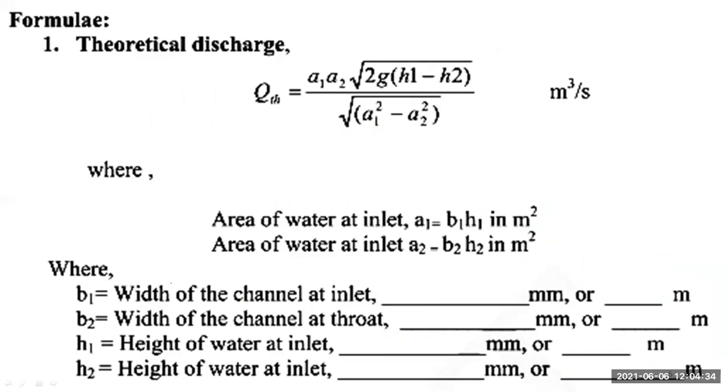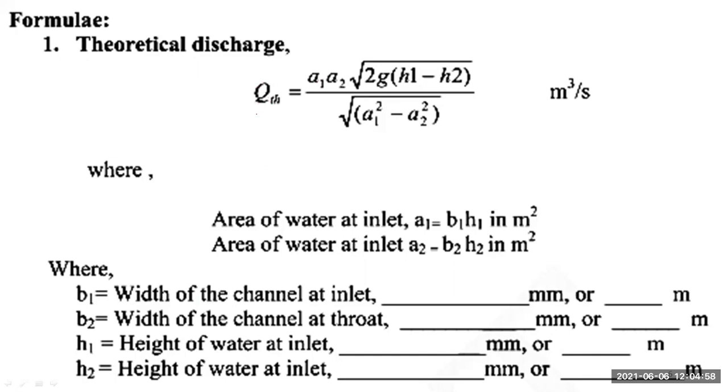So you know the coefficient of discharge is the ratio of actual discharge to the theoretical discharge. So first we'll see what is the formula to calculate the theoretical discharge. You know the formula for a Venturi meter, so the same formula is used to calculate the theoretical discharge through the Venturi flume.